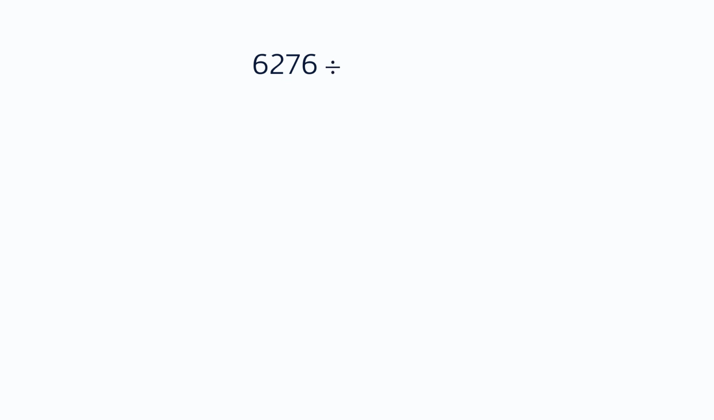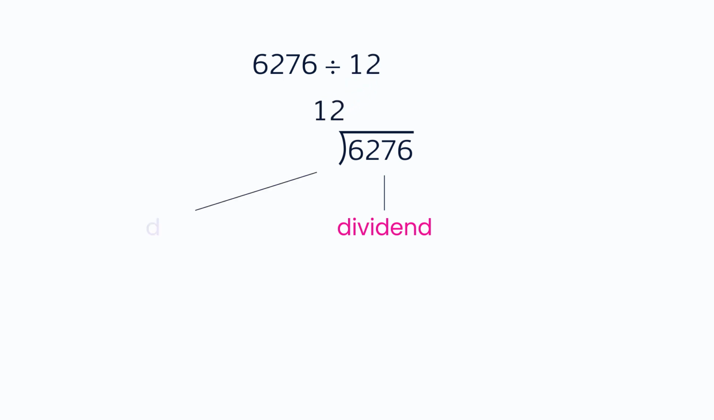6,276 divided by 12. First, you'll have to rewrite the problem using the long division symbol. Place 6,276, the dividend, below the horizontal line, like this. Then place 12, the divisor, to the left of the parenthesis.